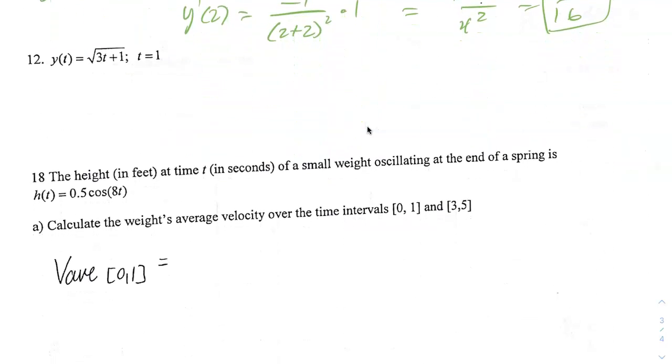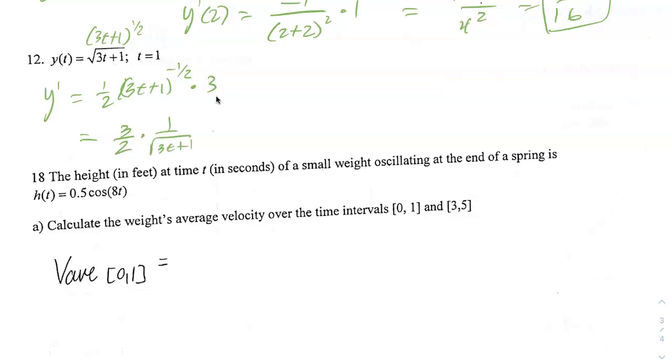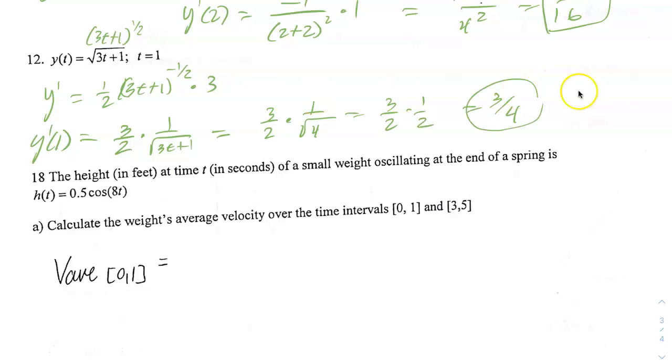Number 12, same idea. Take the derivative. First, I have to rewrite this. So the derivative is going to be 1/2 times 3t plus 1 to the negative 1/2, chain rule, times the derivative of the inside. So I brought the 1/2 down, subtracted 1 off, left the inside alone, times the derivative of the inside. So we essentially get 3 over 2 times 1 over the square root of 3t plus 1. Now we'll sub in 1. You get 3 over 2 times 1 over the square root of 4. So 3 over 4. So there we go.